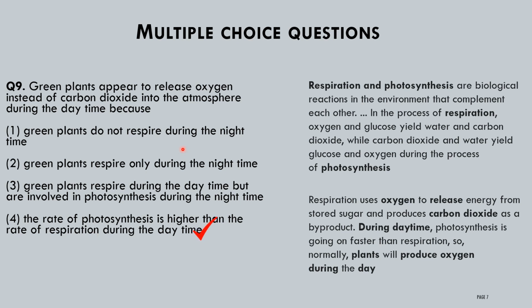Therefore, the correct answer for this question is that green plants appear to release oxygen instead of carbon dioxide into the atmosphere during the daytime, because the rate of photosynthesis is higher than the rate of respiration during the daytime. During the daytime, sunlight is more, so the rate of photosynthesis is more compared to respiration. Therefore, in photosynthesis, the green plants release more oxygen compared to carbon dioxide.